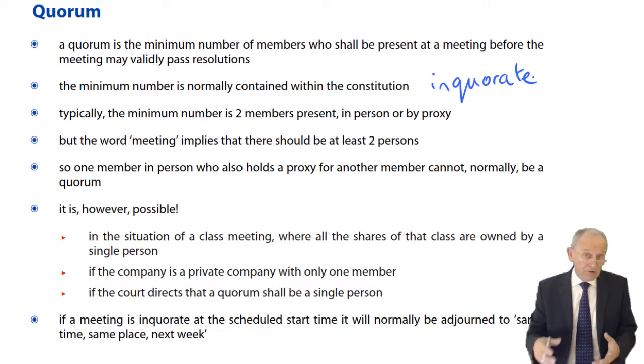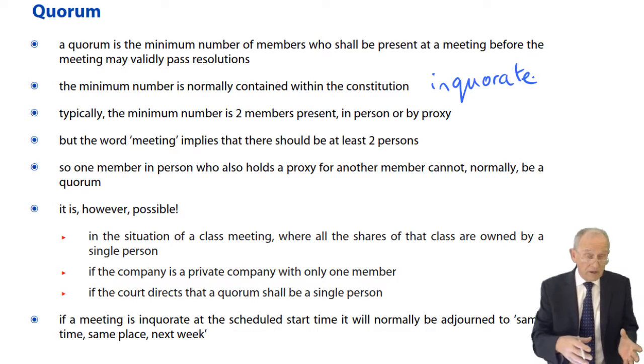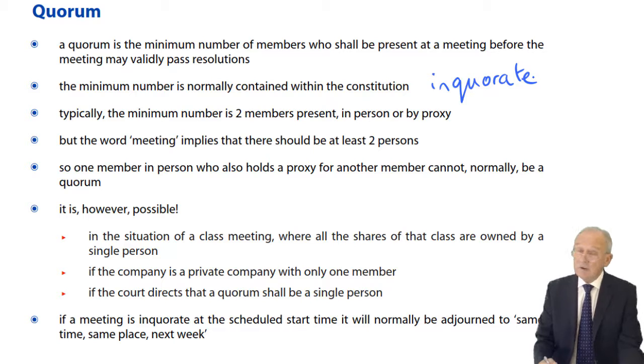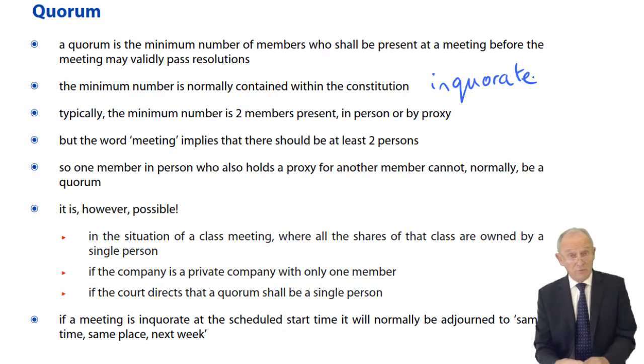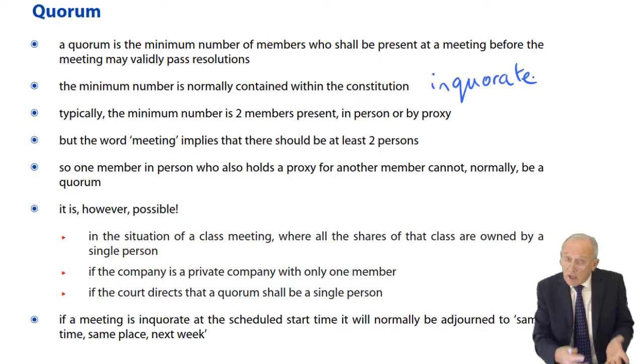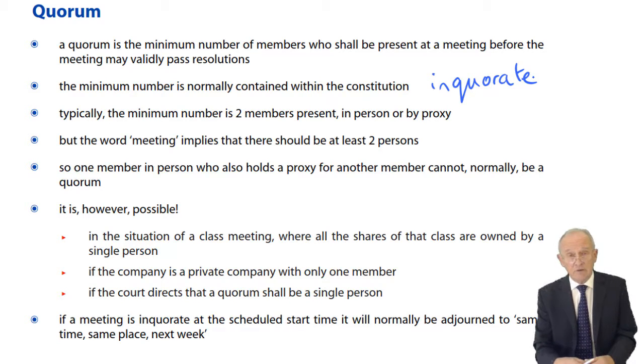So if it doesn't have a quorum at the start time, the meeting is adjourned for a week, same time, same place next week. And if it still doesn't have a quorum, same time, same place next week, then however many members there are present at that adjourned meeting, that will be a quorum, even though it's less than what the Constitution says. If we're still inquorate, it doesn't matter, we can go ahead and discuss the business.